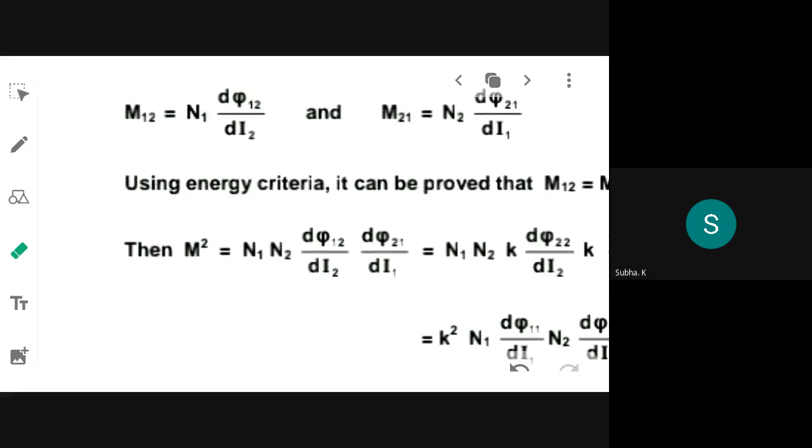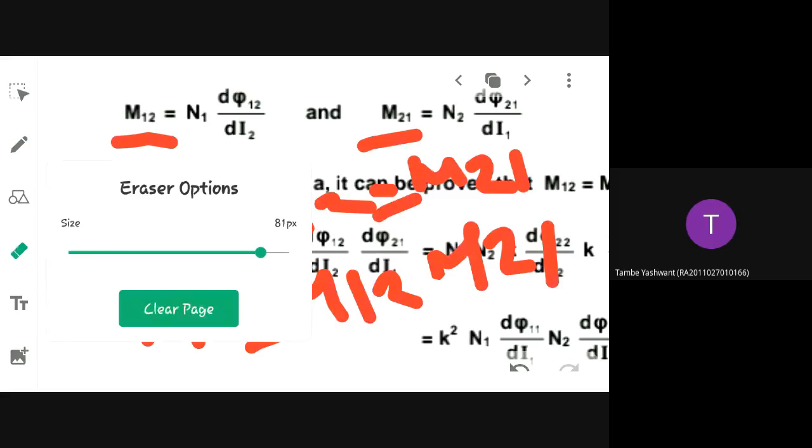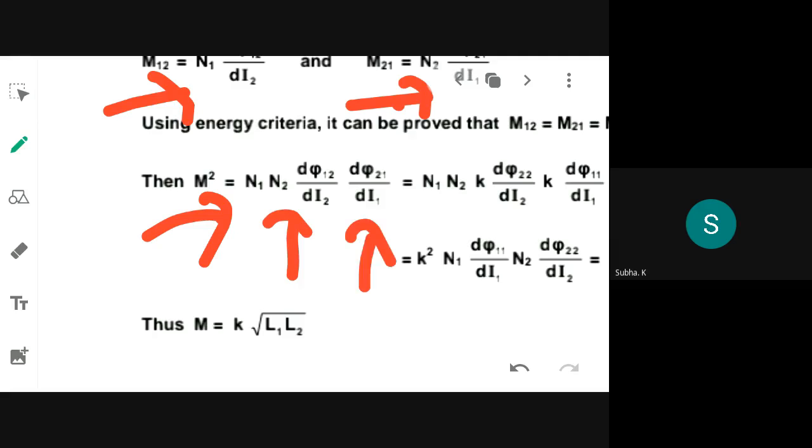As per the conservation of energy criteria, both M12 and M21 will be equal. M12 will be equivalent to M21. Based upon this assumption, if I multiply M12 and M21, that will be M squared. So I am going to multiply to get M squared. You already know the formulas for M12 and M21, so I am substituting them here.